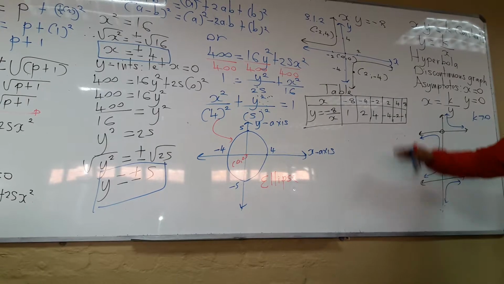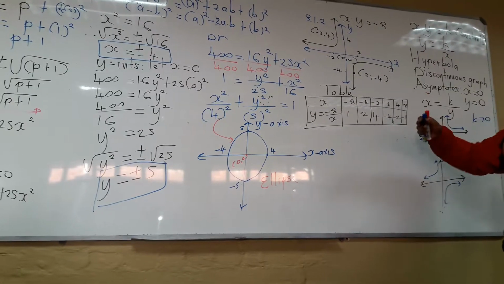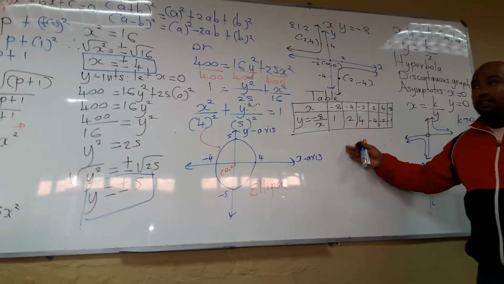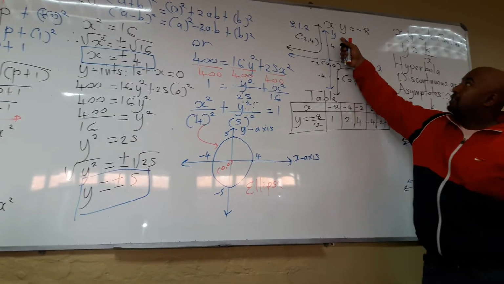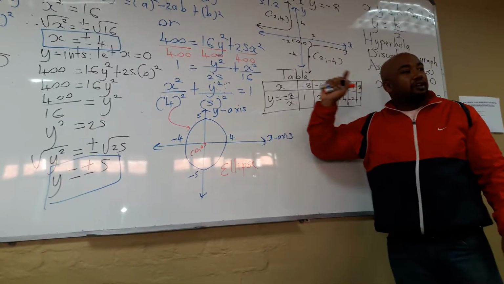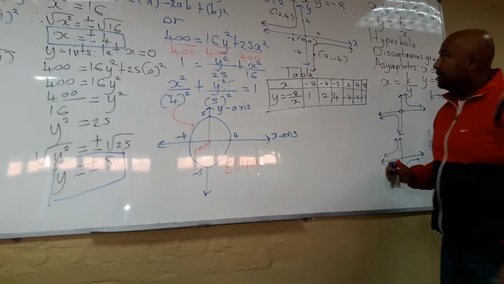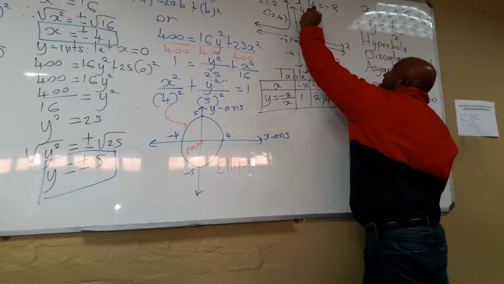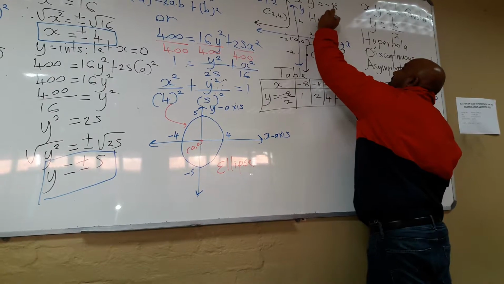Alright, so we sketch the graph. Don't forget, you need to label, okay, there's the equation of the graph. You are showing the equation of the graph, and then you name the graph. Okay, what is the name of this graph? This is called hyperbola.